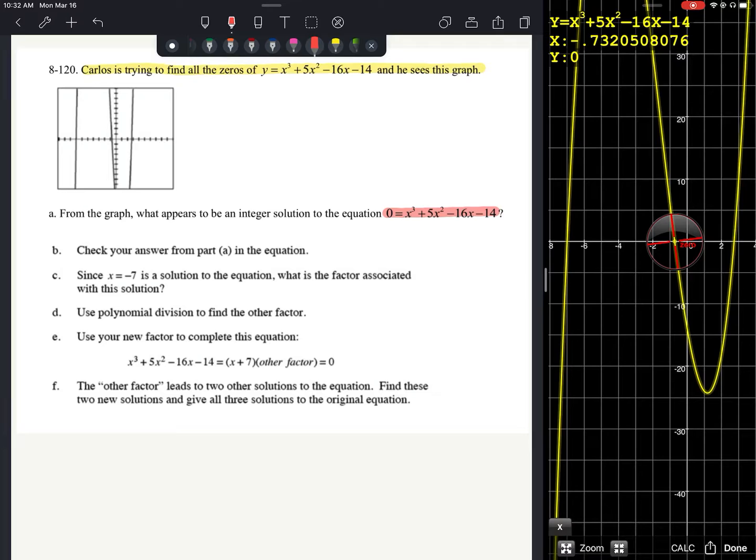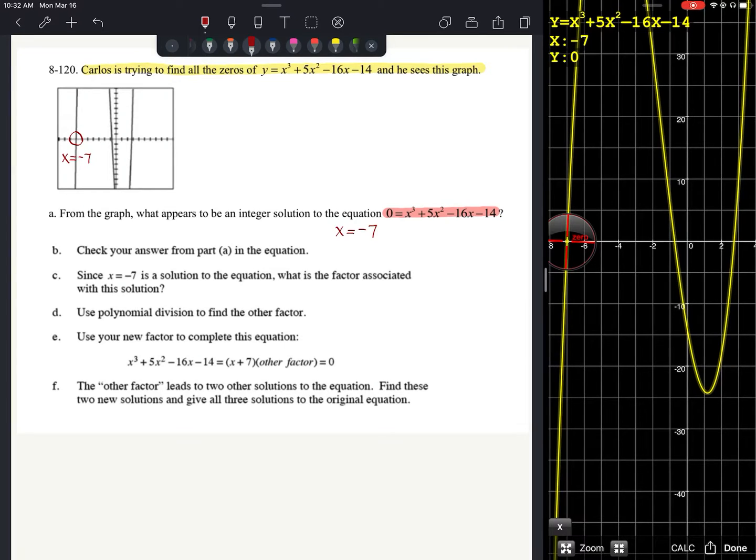The second one there is negative 0.732, also messy. And then we go over to the third one over here. We get x equals -7, right? So on his graph over here, this part here, that's where x equals -7. Looks like it's a single root that's going through there. Okay, so we'll say x equals -7.